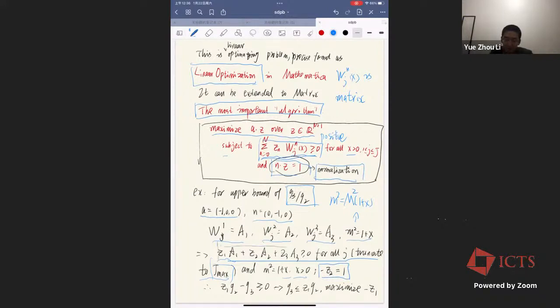So if you find some coefficients Z1, Z2, Z3 to satisfy this, what you can conclude at low energy is that you have Z1 times G2 minus Z3 is positive. And of course, it implies G3 is less than Z1 times G2. So the final step you will have to do is to maximize. Notice this algorithm used maximize rather than minimize. So the final step is that you maximize minus Z1, such that you minimize Z1. That will prove the bound. So this is the idea. This is a simple example. I hope it's clear.